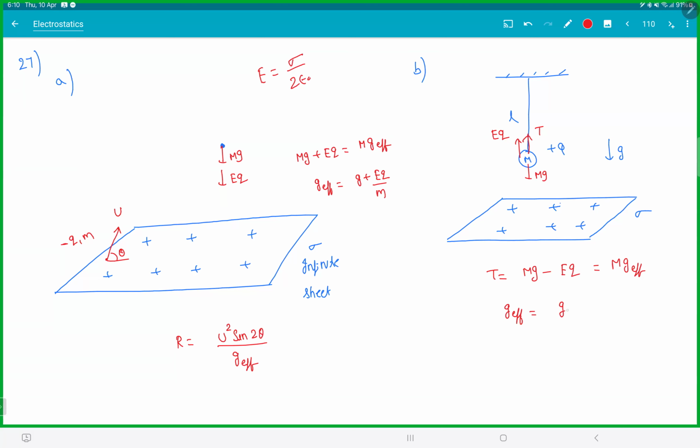So g effective will be g minus qE by m. Therefore, the time period will be 2 pi root over L by g effective. Clear with these things? These are the kind of questions you'll get in mains, like some easy ones. So the thing is, you just created a sheet that gave a field and that messed up the g effective and changed the answer. Not tough, but yeah, you have to think.